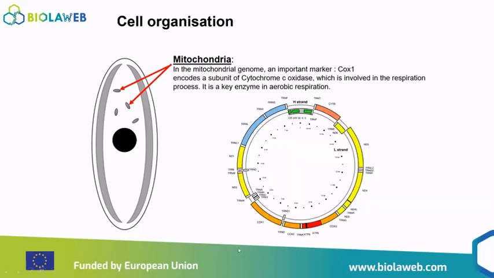And here, this is a mitochondrial genome. There is again an important marker for barcoding, COX-1. It's here. Agnès told you that COX-1 is a very important barcode, which was proposed as a standard to identify all organisms, in particular insects. But we will see that the story has been a little bit different for diatoms. Just to remember, COX-1 encodes a subunit of a cytochrome oxidase, which is involved in respiration, and it's a key enzyme in aerobic respiration.